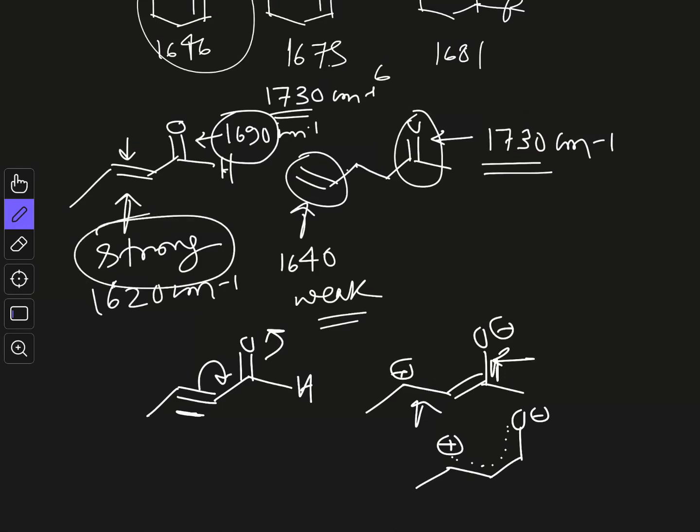Why does a strong band appear here? Because of this polarization. You can see it is now positively polarized, so there is some dipole moment in the molecule, and that's why it shows a strong band. So conjugation has an effect on the stretching frequency value. Similarly, if your aldehyde or ketone is conjugated to an aromatic ring, it will show a decrease in the stretching frequency value, and the aromatic ring will also show a decrease. So when conjugation is there, you will have a decrease in the stretching frequency value.